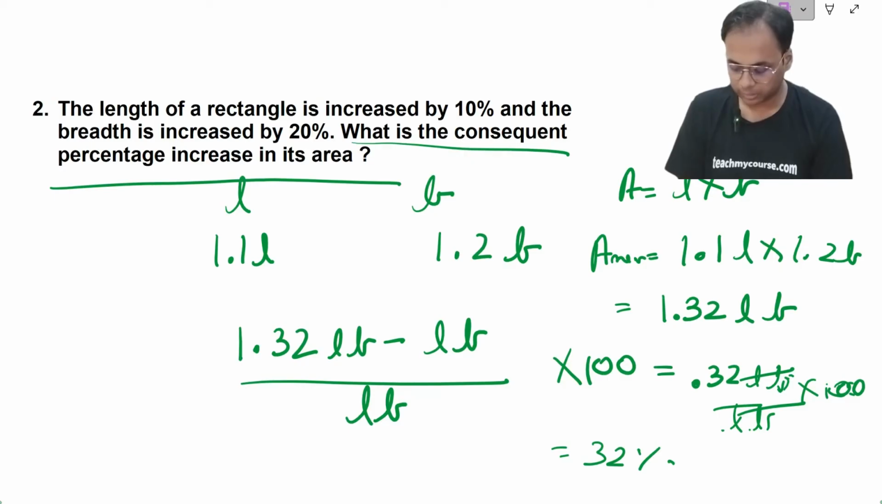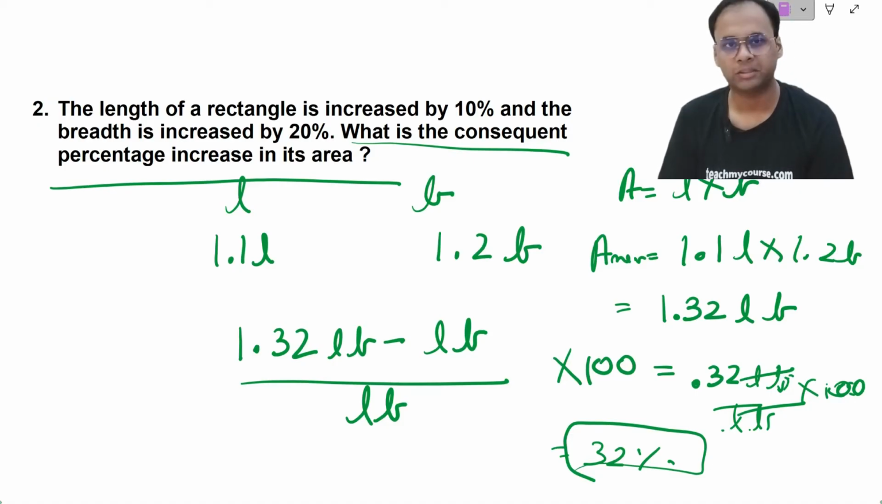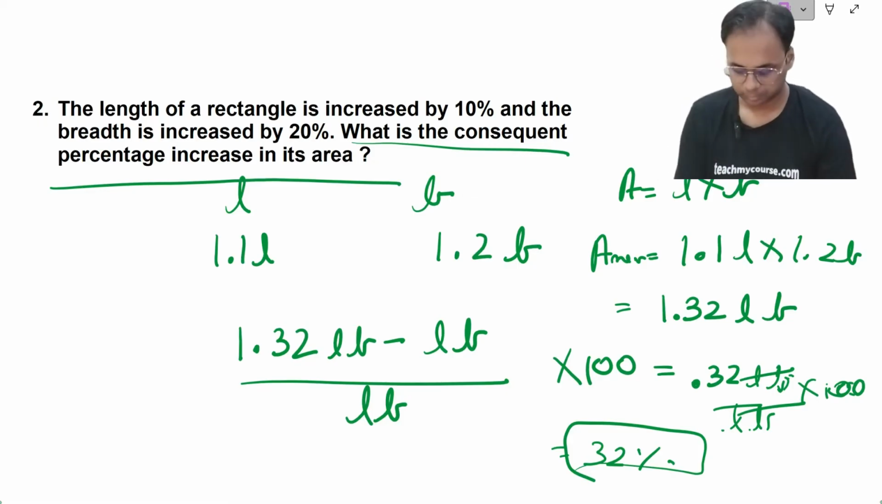So the area gets increased by 32 percent when the length of the rectangle is increased by 10% and the breadth is increased by 20%. So this is a question which is based on percentages. And what was the concept which was used in the first question? It was on ratio and proportion.